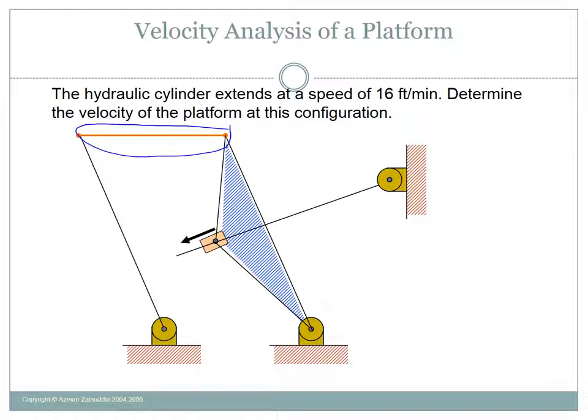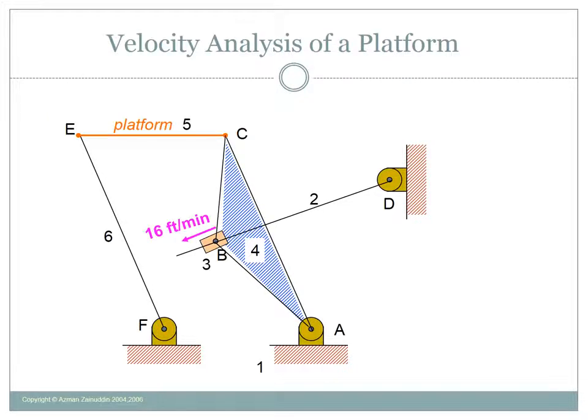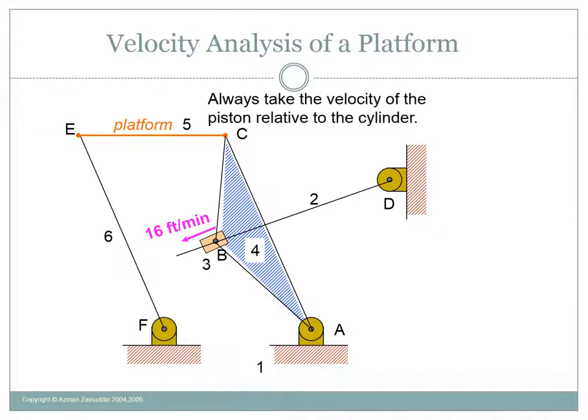How to determine that? It is extending at 16 feet per minute. This is the platform. First we designate the numbers and the letters for the joints and the links. Always take the velocity of the piston relative to the cylinder. So now it's 16 feet per minute. It's in the left direction, parallel to link 2. So we draw one line there.